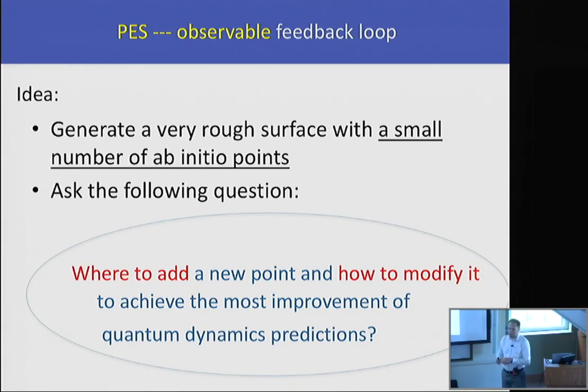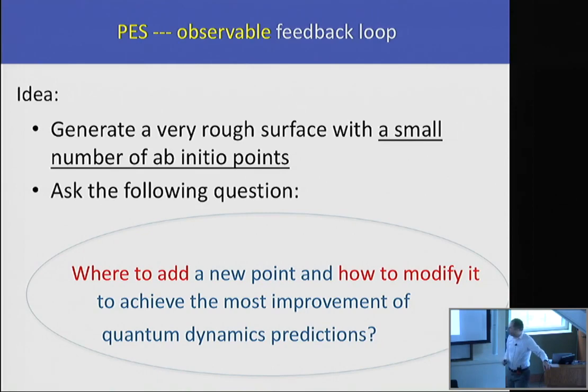Computed with errors. We want to be able to move those ab initio points in the energy space as well as in the configuration space. Even the original points? Even the original points, yeah. So the questions I'm going to ask is where to add in the configuration space this new point and how to modify it to achieve the most improvement of the quantum dynamics predictions. Because this is what we are really after, right?